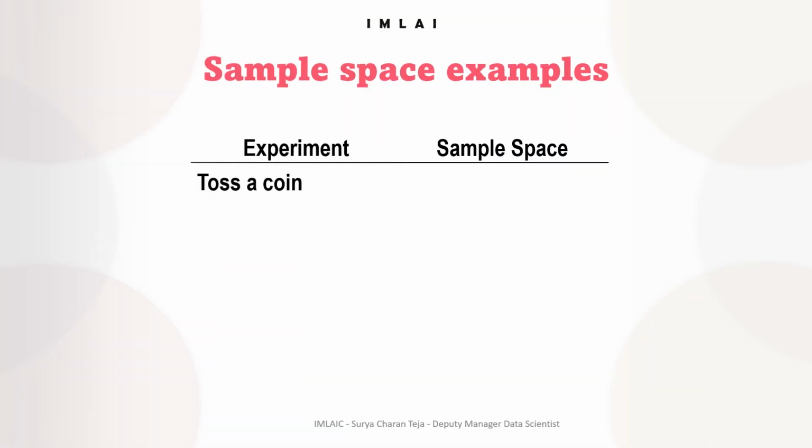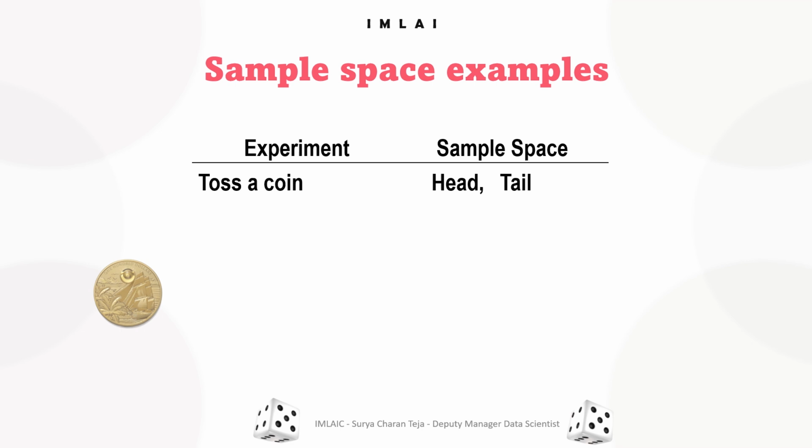Now let's look into a few examples of sample space. So we have seen before, toss a coin once, or toss a single coin. Tossing a single coin, the sample space consists of simple events such as head and tail. Then after tossing a single coin, we will go for another example, which is rolling a single fair die.